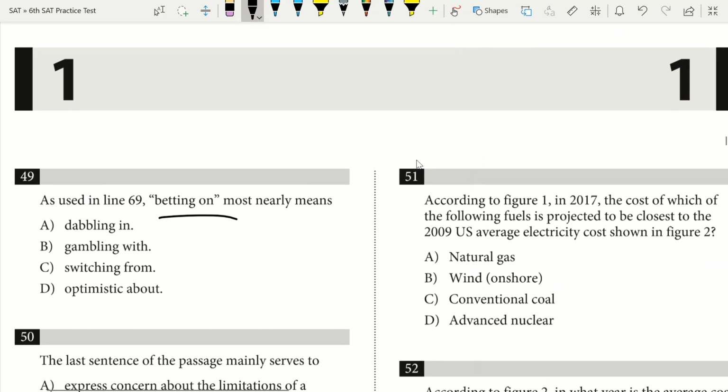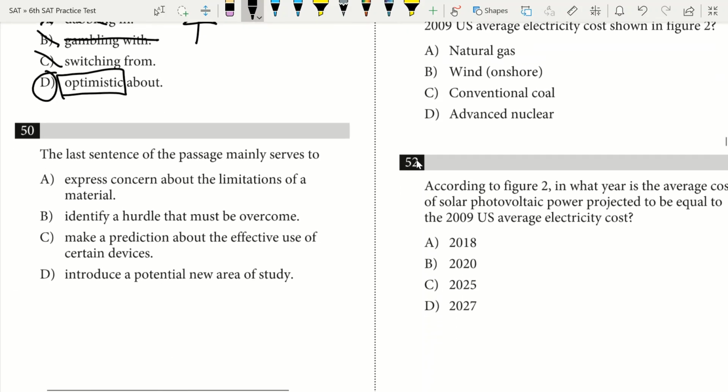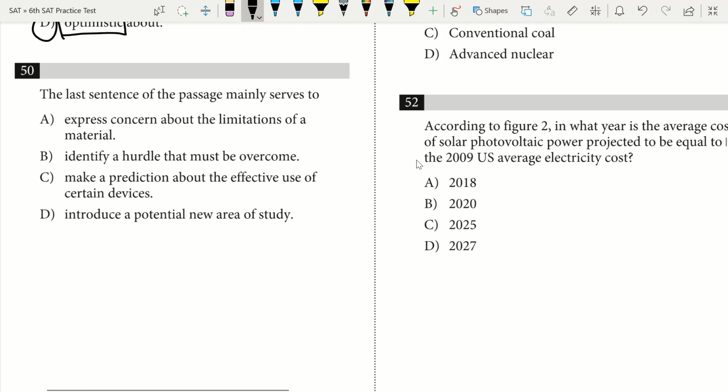I see I don't have anything as counting on or relying on silicon, but I do have optimistic about, which is what he is. He's optimistic about it. He is betting on it. He is counting on it, relying on it. He thinks it's going to work. He's not saying switch from it. He's not gambling with it. And he's not dabbling in it either. He's very, very all in with this. He's not dabbling. He's betting on it, right? He's optimistic about it. 50, the last sentence of the passage mainly serves to do what?